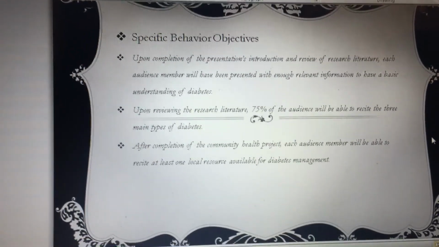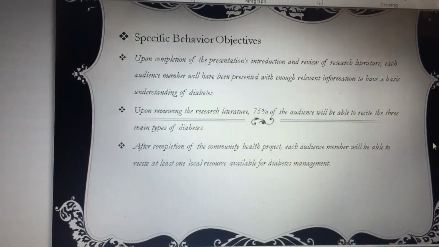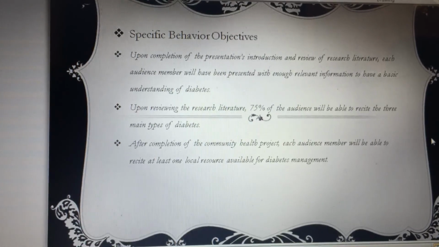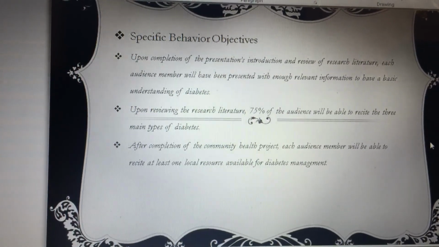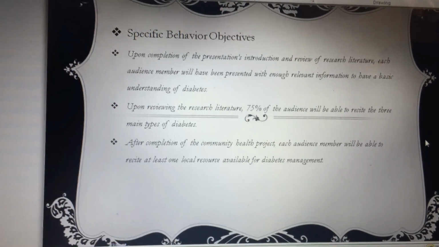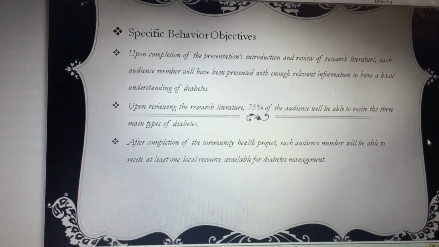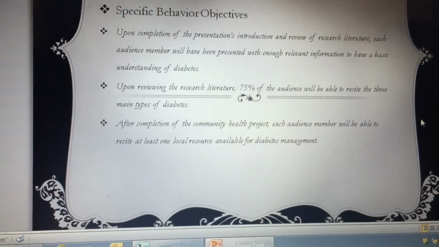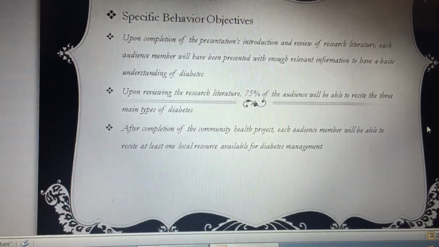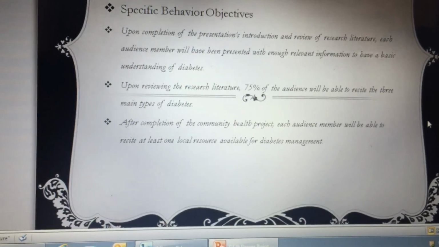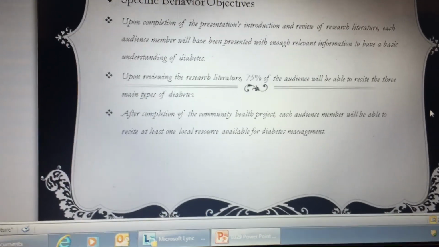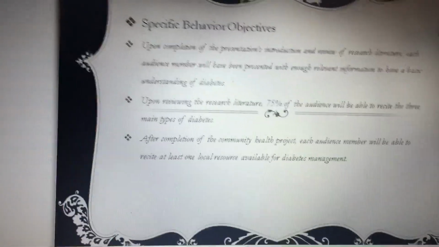And the specific behavior objectives that I chose were: upon completion of this presentation's introduction and review of research literature, each audience member will have been presented with enough relevant information to have a basic understanding of diabetes. Upon reviewing the research literature, 75% of the audience will be able to recite the 3 main types of diabetes, and after completion of the community health project, each audience member will be able to recite at least one local resource available for diabetes management.